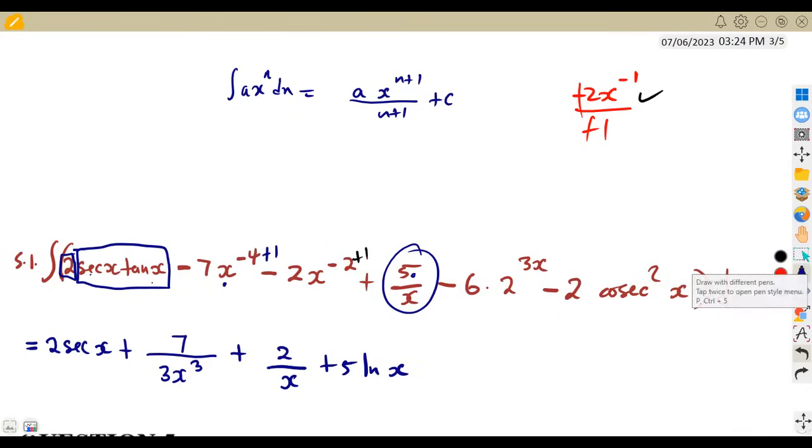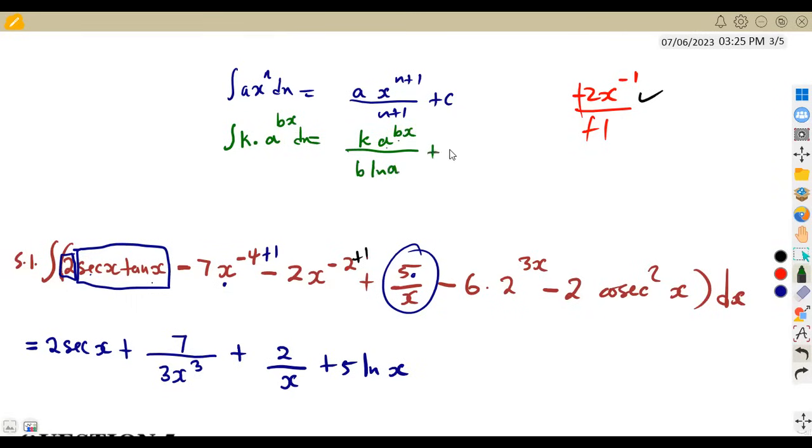This one I want to rewrite so that we can properly see it. I don't want to move to the other page. I said the integral of a to the exponent, not ax, but a times k, like this: k times a to the exponent of bx. It is going to give us k a to the exponent of bx over b ln a, so it's going to be b ln of the base a, plus the constant of integration.